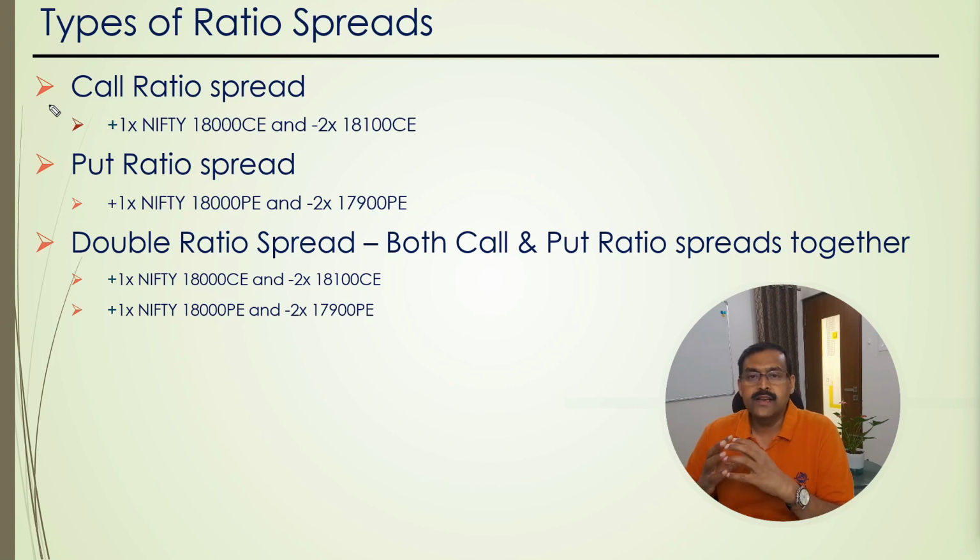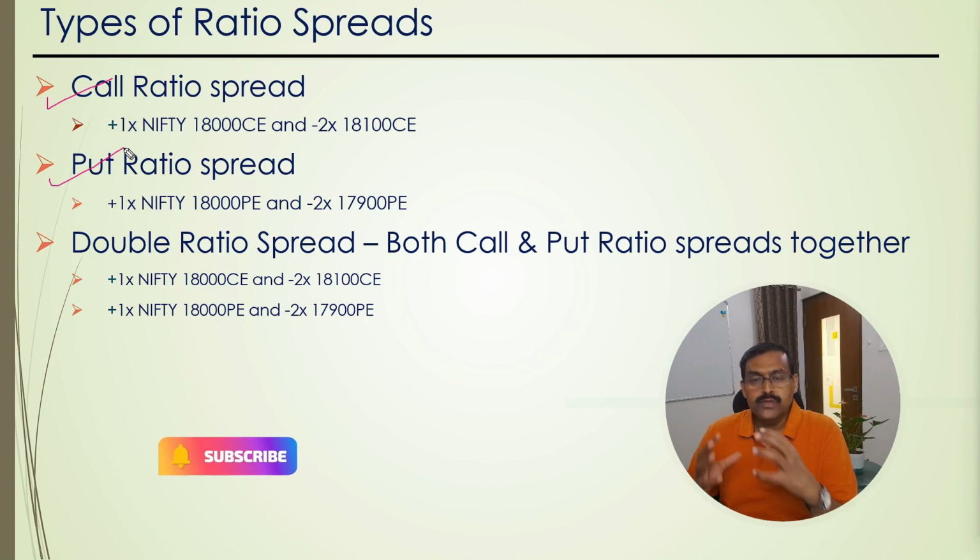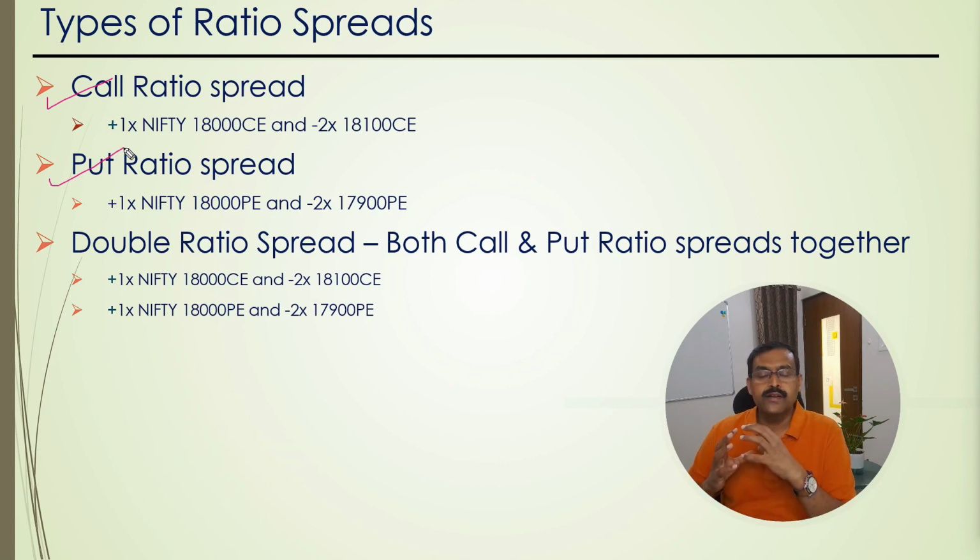When the ratio spread is created using call options, it is called a call ratio spread. When it is created using put options, it is called a put ratio spread. When you create both a call ratio spread and a put ratio spread, it becomes a double ratio spread. Here I have given examples for each of them. The call ratio spread example we just discussed, and in the put ratio spread you can see here, we bought a put option at 18,000 and sold two put options at 17,900. So this is a 1:2 put ratio spread.